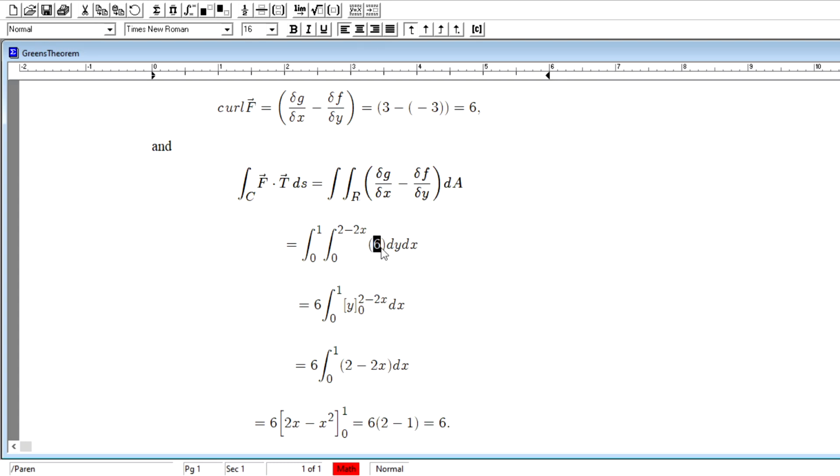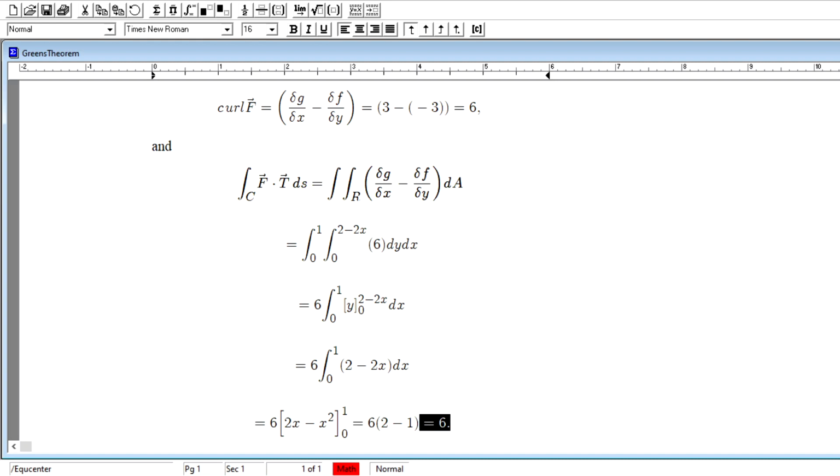And this integral then, 6's integral with respect to y is just 6y, so pull the 6 out as a constant multiple and be left with y that has to be evaluated across these bounds from 0 to 2 minus 2x, which is just going to result in 2 minus 2x, which is now going to be integrated with respect to x. That's 2x minus x squared, evaluated across the bounds from 0 to 1, which is really just 2 minus 1 in value, or 1. So it becomes 6 times 1, or the value of 6.